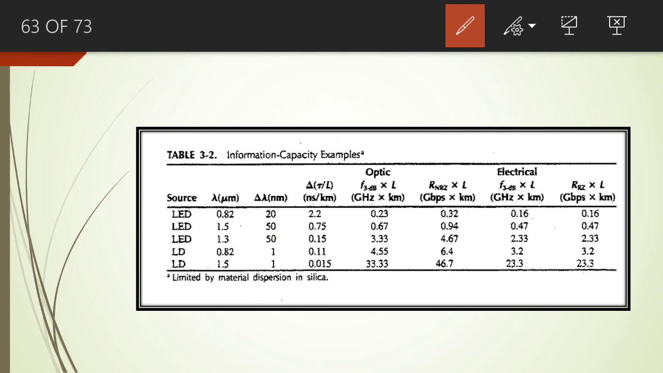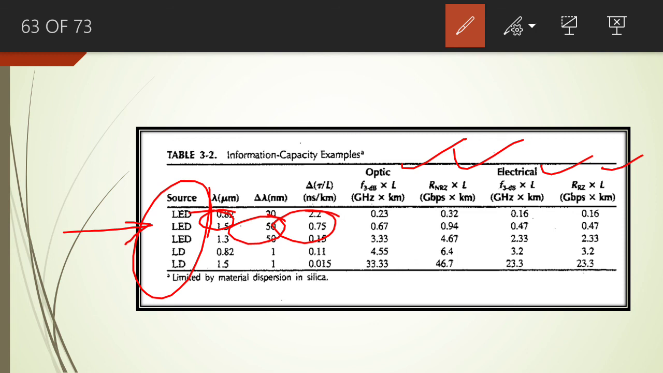So what you guys can do, you can repeat the same equation for the light emitting diode having a wavelength of 1.5, spectral width of 50, and the pulse spread per kilometer is 0.75. You guys can calculate this quantity, this quantity, this quantity, and this quantity, and similarly repeat it for all these sources.